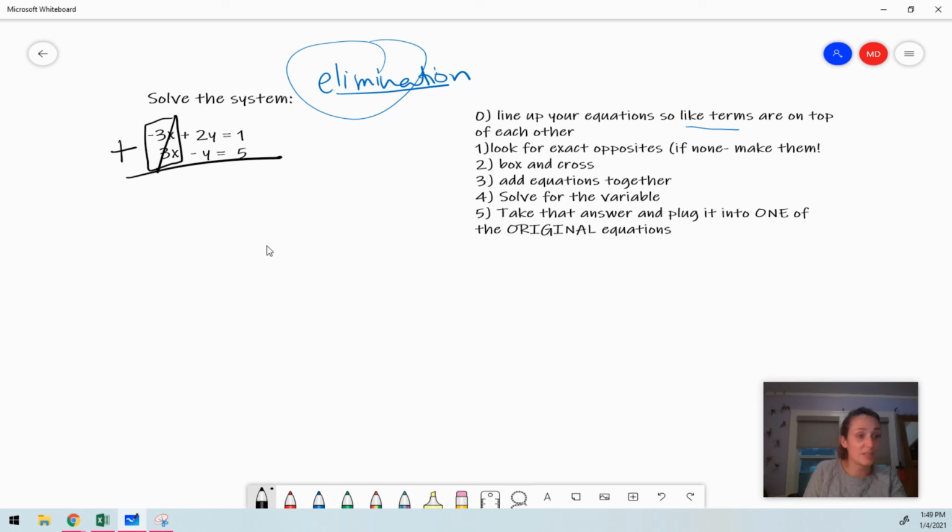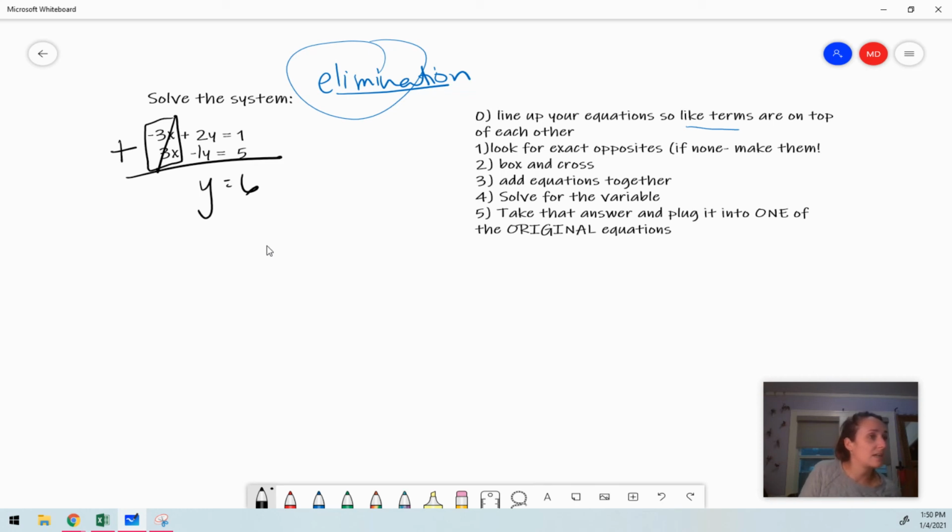Negative 3x plus positive 3x leaves me with nothing. Positive 2y minus, remember, if there's nothing in front, you can put in that invisible 1. 2y plus negative 1y is positive 1y. 1 plus 5 is 6. Oh, that was easy. I don't need to solve anymore. I have y equals 6.